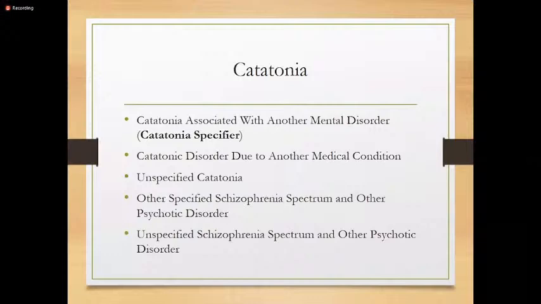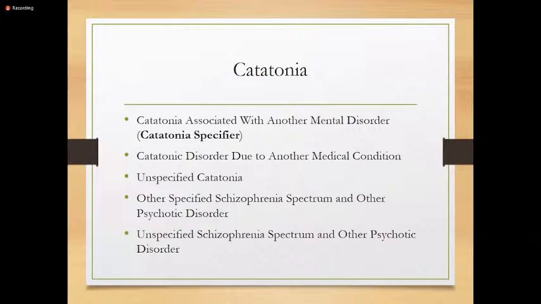Catatonia. Now, this is a tricky one. This used to be classified as a type of schizophrenia, but it was found that the symptoms we are talking about can appear in schizophrenia. They can occur in substance use disorders. They can occur in major depressive disorders. And so it became what we call a specifier. So it became what we call the catatonia specifier.